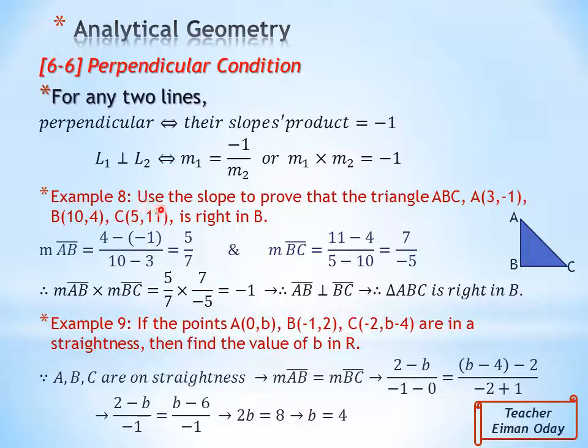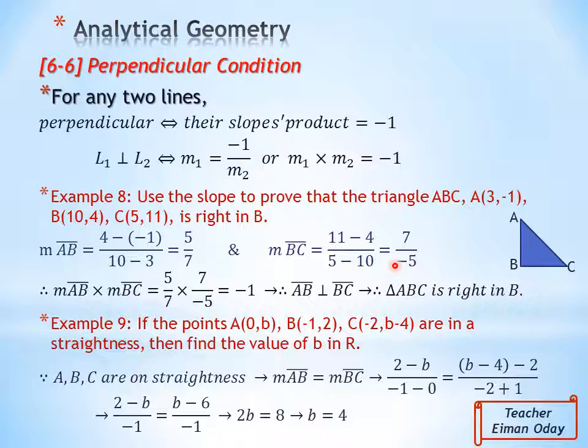In example 8, we use the slope to prove that the triangle ABC is right-angled at B. To prove that, we need to find the slope of BC and the slope of AB. If the product of M1 and M2 is -1, it means the two lines are perpendicular. The slope of AB is y2 minus y1 over x2 minus x1, which is 10 minus 3 in the denominator. Now 4 plus 1 equals 5, and 10 minus 3 equals 7. Also the slope of BC is y2 minus y1 over x2 minus x1, and the answer is 7 over -5.